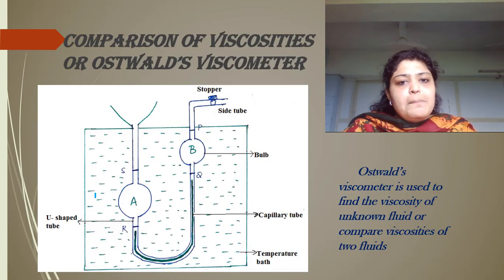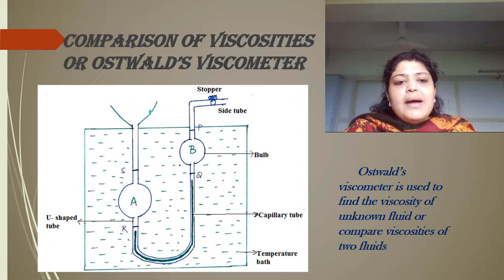Now let's move on to the method through which we can find the unknown viscosity of a fluid. Here there is a setup known as Ostwald's viscometer. It consists of two bulbs labeled A and B. The two bulbs are connected by a U-tube, and in between them there is a capillary tube.